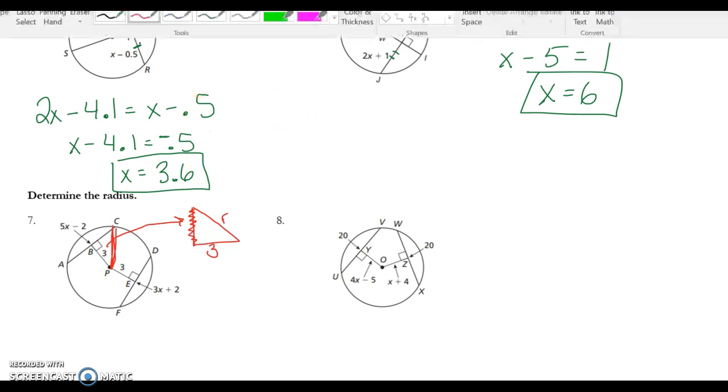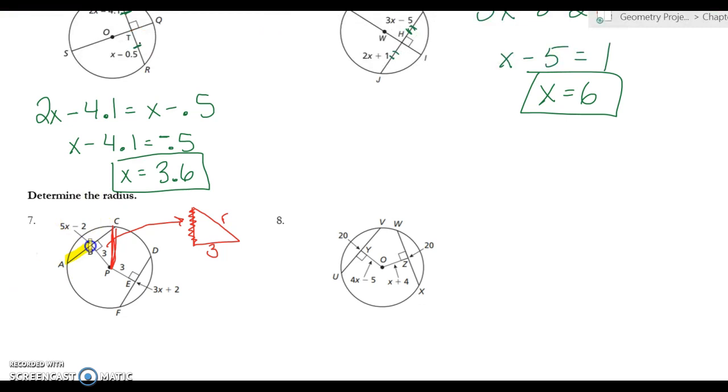What I am given is that this whole thing is 5x minus 2. I don't want to have an x with an R, so I need to solve for x somehow over here. Well, I have two chords that are equal. So I'm going to go ahead and solve that because I know they're the same. So 5x minus 2 is 3x plus 2. So that's going to give me 2x is equal to 4 because I'm going to add 2 on both sides. So that tells me x is 2. Now that still doesn't give me the answer here. What I need to do now is plug it in. So 5 times 2 minus 2. So that tells me that this whole thing right there is 8.